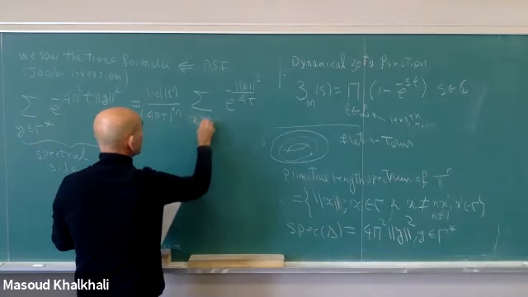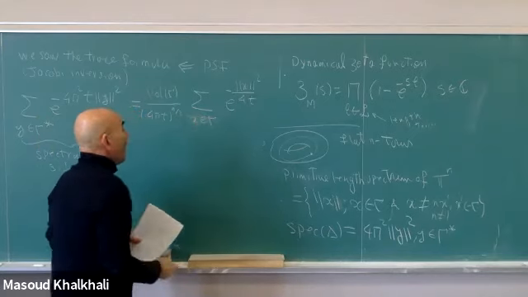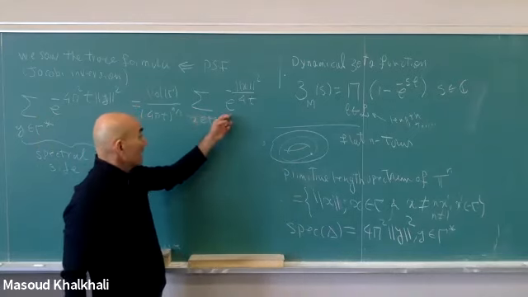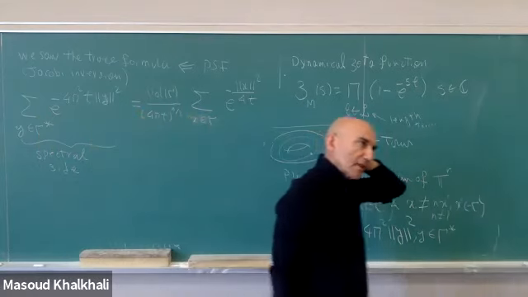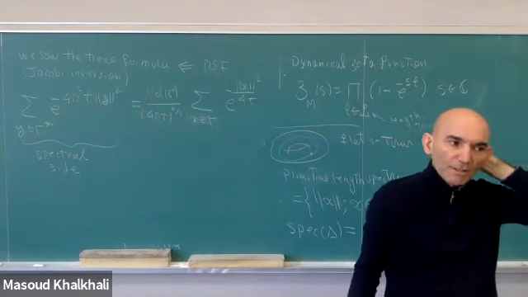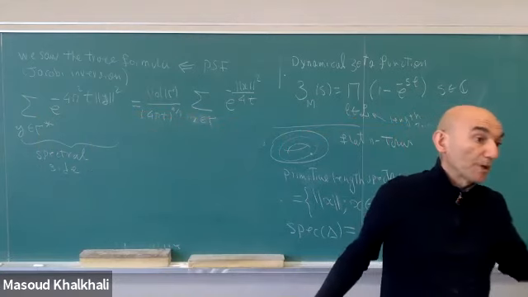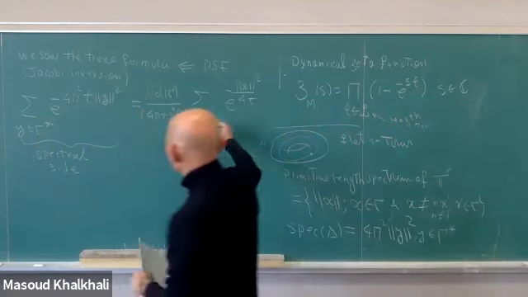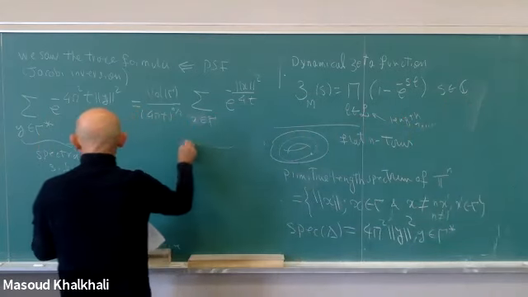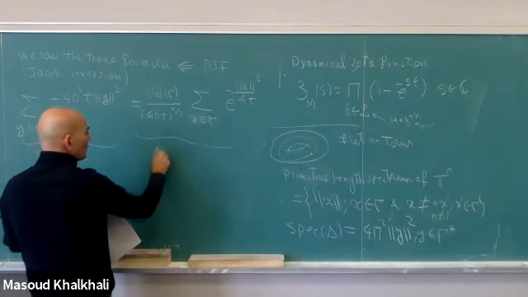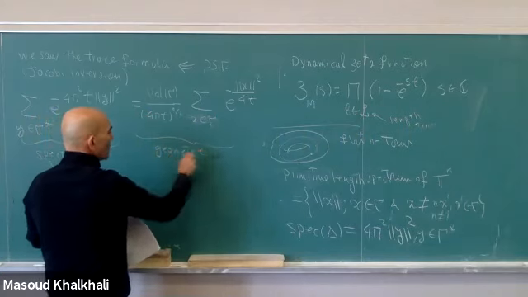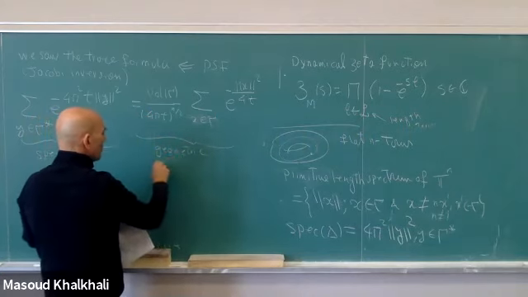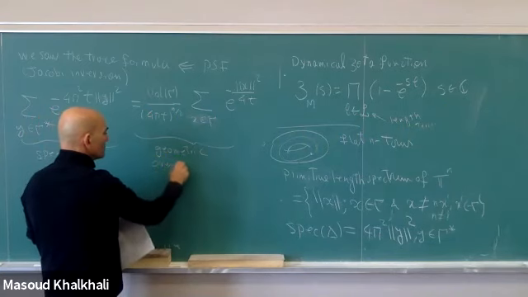Now the set that we are summing over is not the primitive length spectrum, it's the full length spectrum. So this you can call the geometric side, but this is over the full length spectrum.